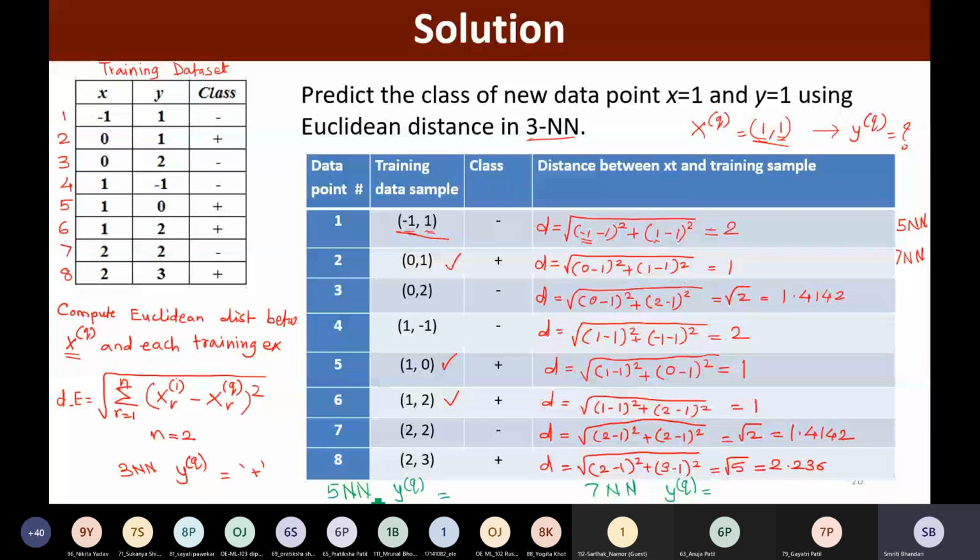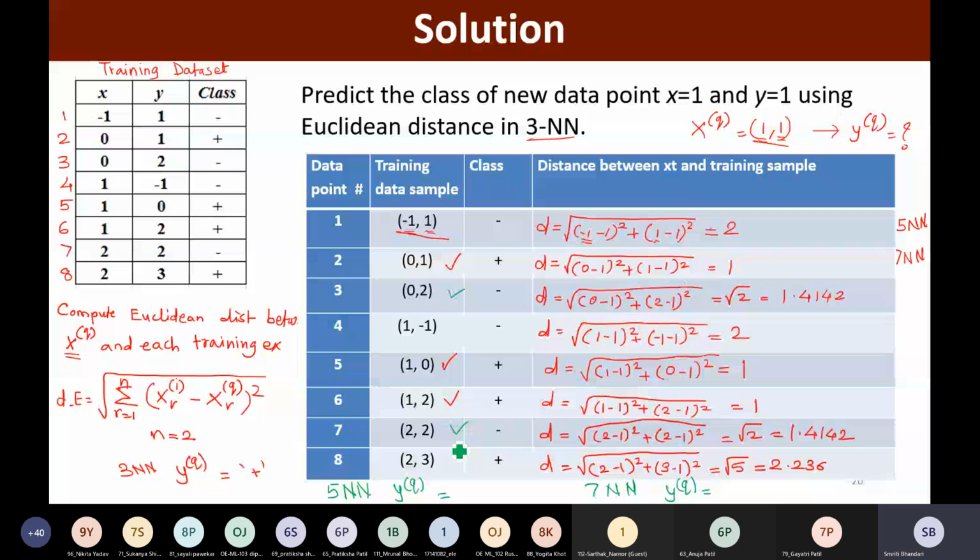For 5NN, what we need to do? We need to pick 5 closest samples. Correct, na? So these 3 are closest, and next closest sample might be this and this. So these are 5 closest samples, right? So out of these 5 now, 3 are having positive class and 2 are having negative class. So majority, 3 samples are having positive class. So once again, we are predicting YQ as positive for 5NN.